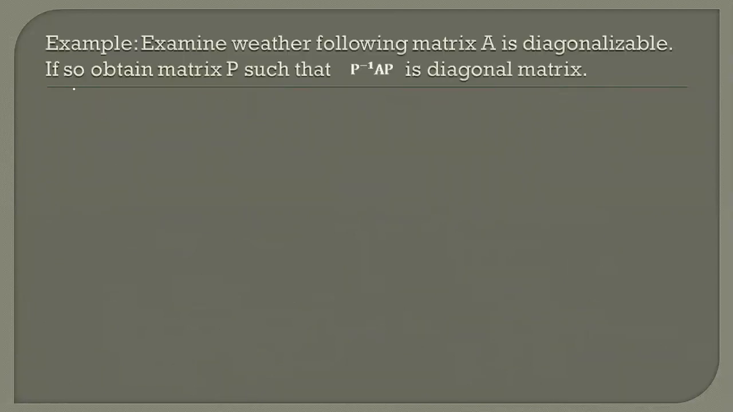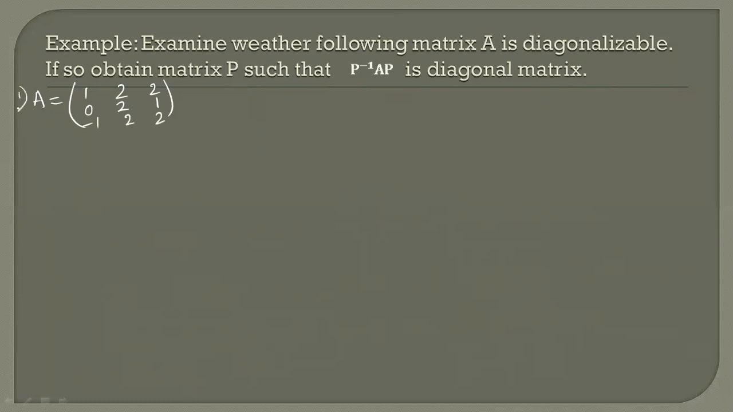Let's take an example. Examine whether the following matrix A is diagonalizable or not. If so, obtain matrix P such that P inverse A P is diagonal. And matrix A is, I'm giving here, 1, 2, 2, 0, 2, 1, minus 1, 2, 2. The same matrix I have discussed in lecture 11 for eigenvalues and eigenvectors. So you can use the calculations of this matrix from lecture 11.